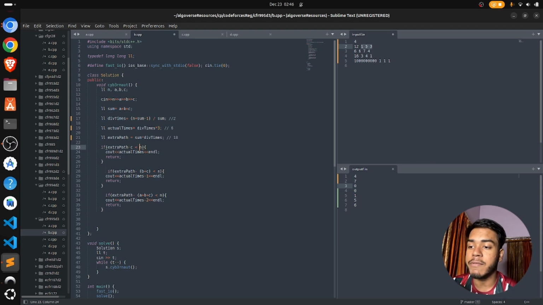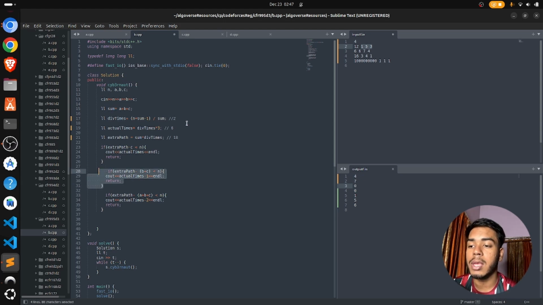But you can check and follow, right? If extra path minus c is less than n, it is breaking, like you have to take all the threes, then you can just return the actual times. Actual times is basically 6. If you can remove b plus c, if b plus c is less than n, then extra minus 1, and if you can remove all the 3, then actual times minus 2, and it is getting true in here only.